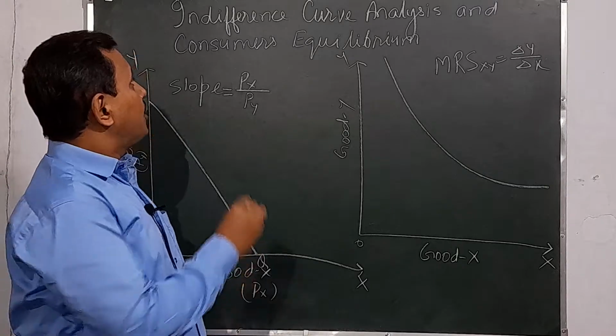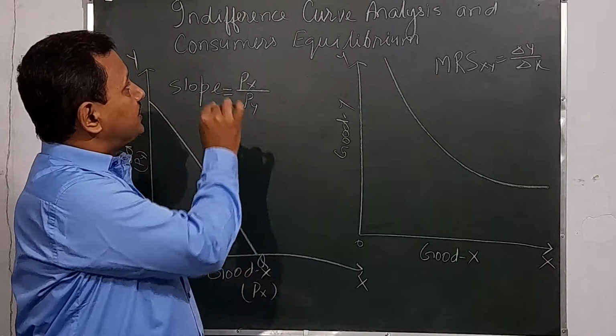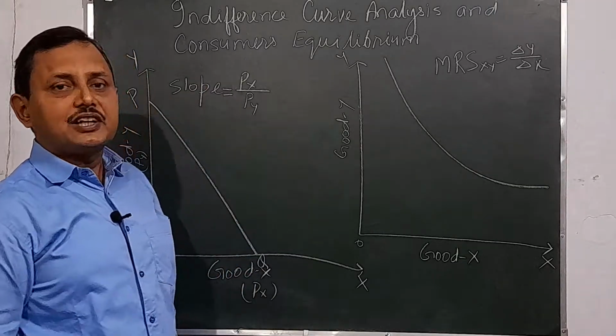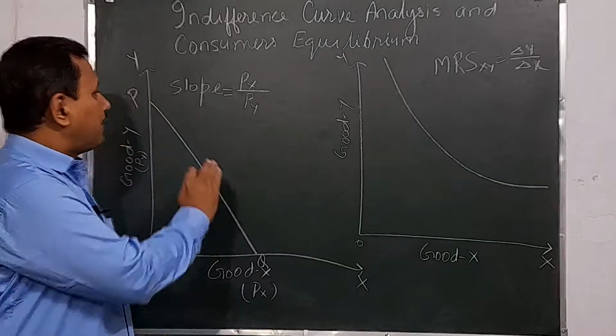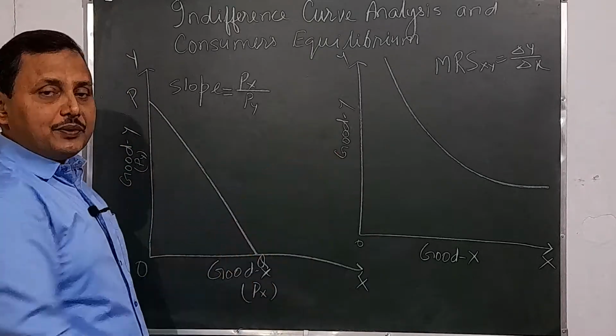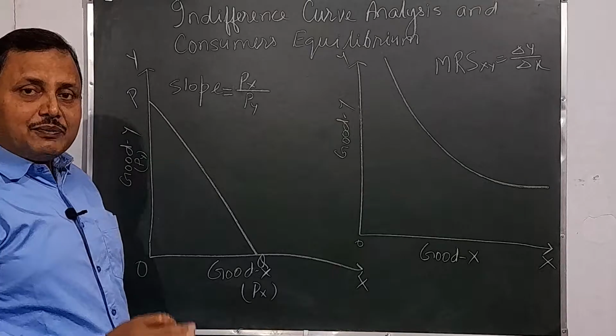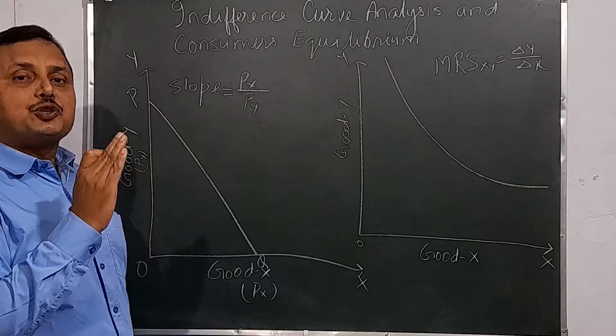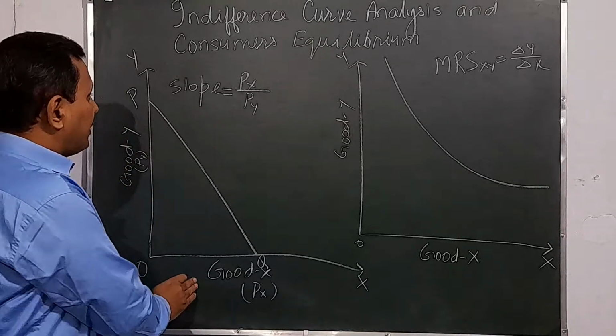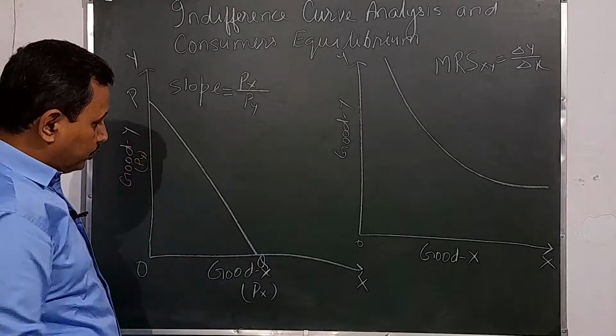Here we will see what are the conditions of consumer's equilibrium in case of indifference curve analysis. First we will see about the budget line, then we will see about the indifference curve, then we will see the conditions of consumer equilibrium. Figure 1 shows the budget line PQ.